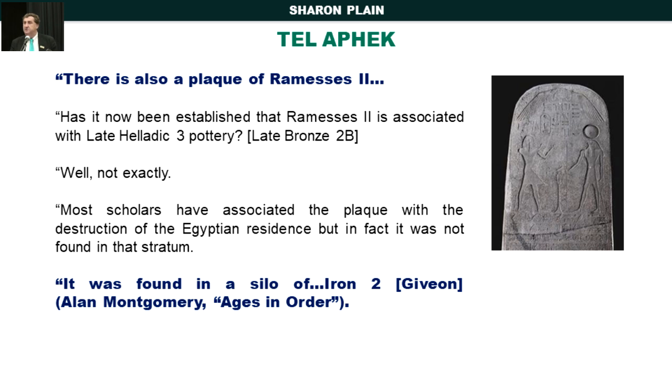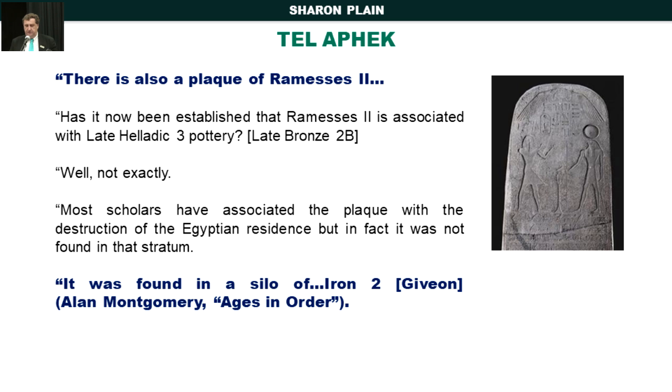Now, has it now been established that Ramses II is associated with late Hellenic III pottery, which belongs to the Late Bronze IIb period? Well, not exactly. Most scholars have associated the plaque with the destruction of the Egyptian residence, but in fact it was not found in that stratum. It was found in a silo of Iron II. End of quote. So on one hand, we have a scarab with the pronomen name of Ramses the Great in the Late Bronze IIb, and then on the other hand we have a plaque of Ramses the Great that was found in a silo of Iron Age II period.